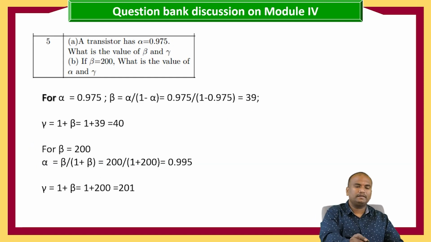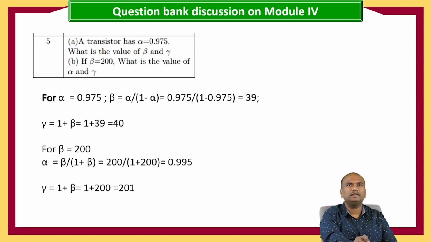The next one is, a transistor has alpha equal to 0.975. What is the value of beta and gamma? If beta is equal to 200, what is the value of alpha and gamma? So here two different cases are given. The alpha value is given in one and the beta value in the other, and the remaining parameters we need to calculate. So first let us consider our first case when the alpha value is given.